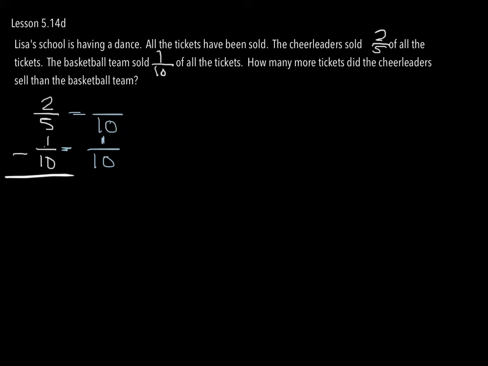Now, what did I do to 5 to get to 10? Well, I times it by 2. Whatever I do to the bottom, I'm going to do to the top. What's 2 times 2? Well, that's 4. Now, do we have tenths? Yep. Are we ready to subtract? Yeah. 4 less 1 is 3/10. So the cheerleaders sold 3/10 more tickets than the basketball team.